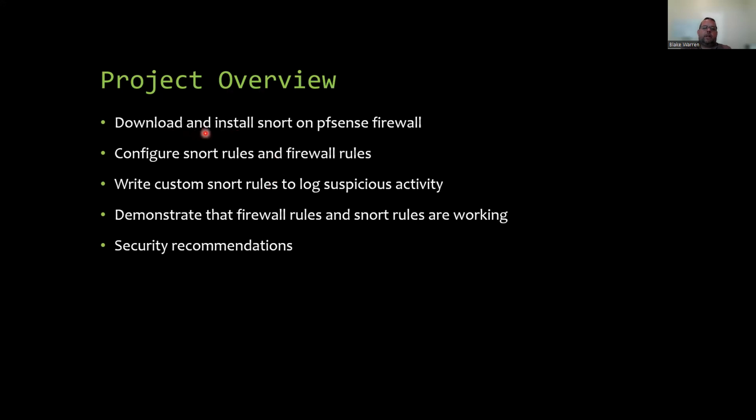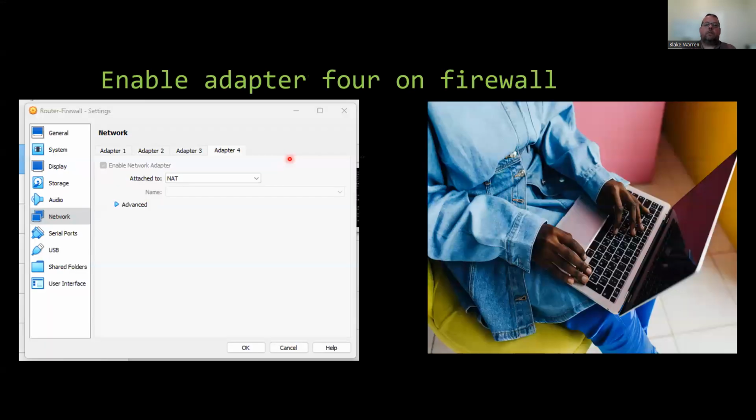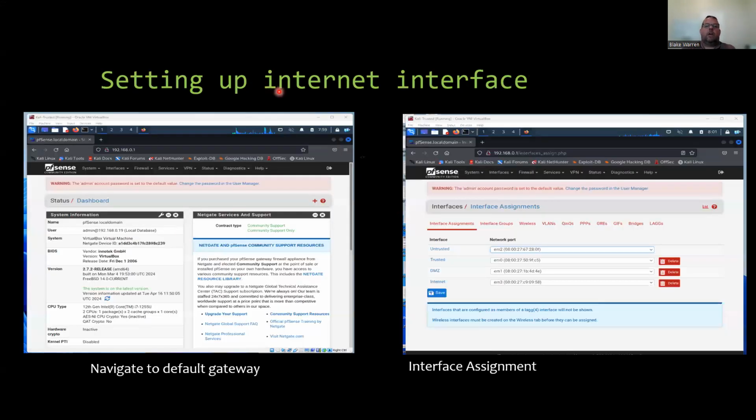First, let's show you how we downloaded and installed Snort onto the firewall. So first, we had to go to our system and our network and enable this adapter 4 for our internet here. We're going to change that to internet. I'll show you that in just a second here too. But this is easy. You just went to your network settings, and it's usually attached to the NAT here. And then setting up your internet interface.